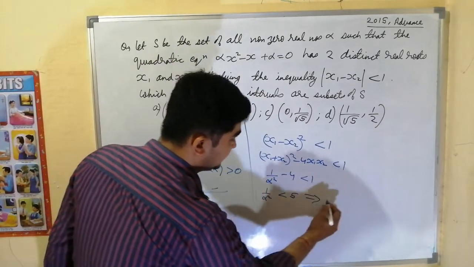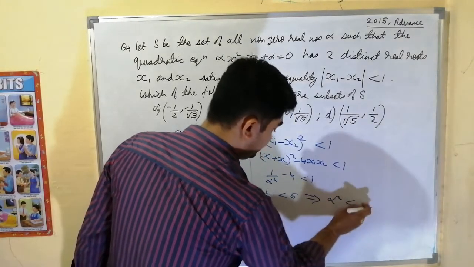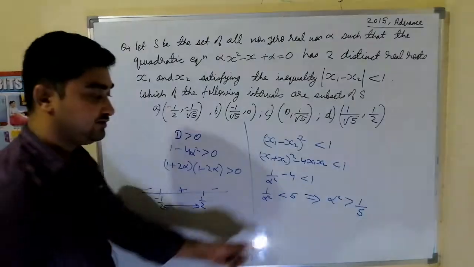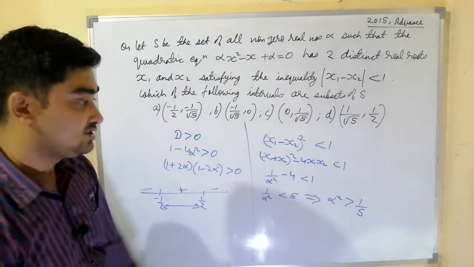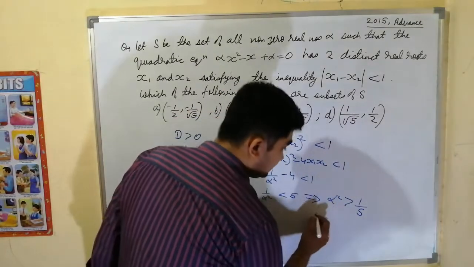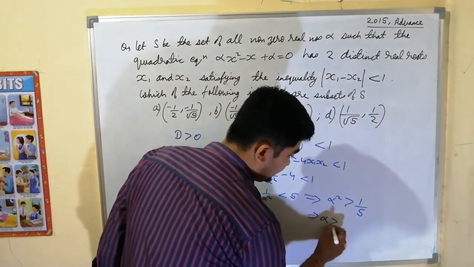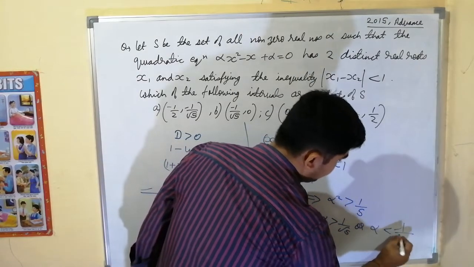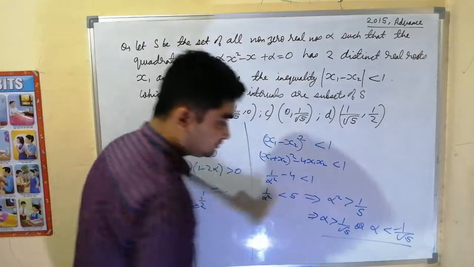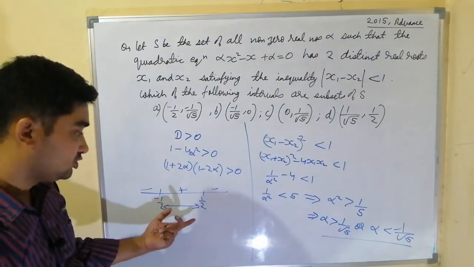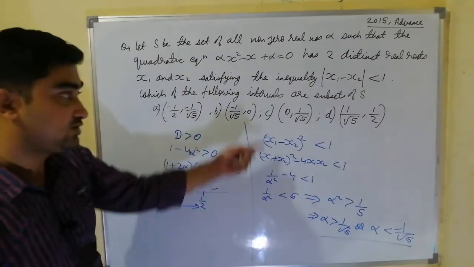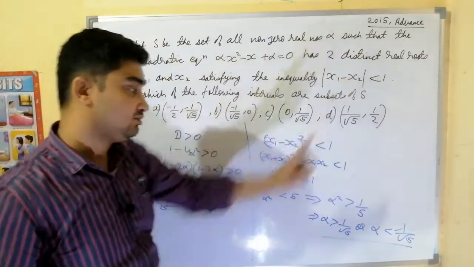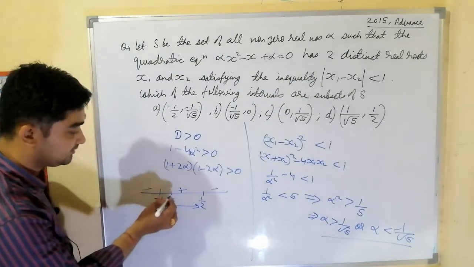Or we can write this equation as alpha square should be greater than 1 by 5. Take reciprocal, sign will change. So this can be written as either alpha is greater than 1 by root 5 or alpha is less than minus 1 by root 5. We have to take the values which satisfy both this and this, because both should be satisfied at the same time. It should have two distinct real roots and it should also satisfy this condition. Both it has to satisfy.